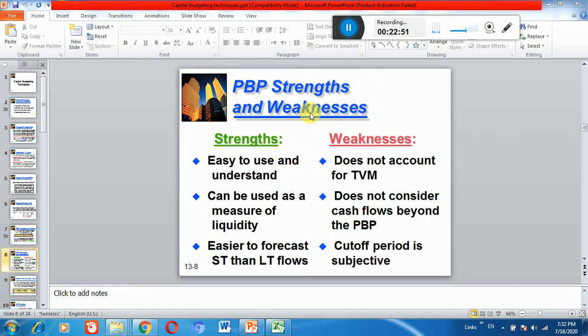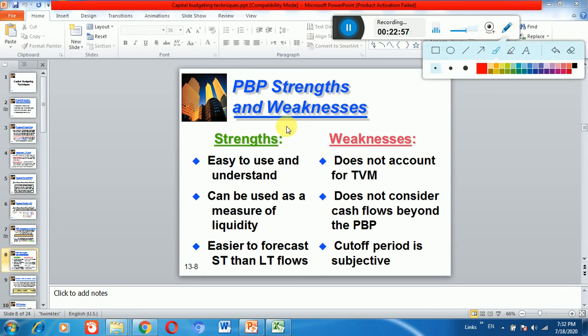Okay, what are the strengths of the payback period? The first is easy to use and understand. So it's a very easy and simple method you have learned. The second strength is it can be used as a measure of liquidity. Okay, liquidity means you can determine how quickly you can get back your initial amount, and that is what we are mostly concerned about. If you want to make an investment, then how quickly can you get the value of your investment back, and that is what we mean by liquidity. Okay, how you can convert the asset back into cash.